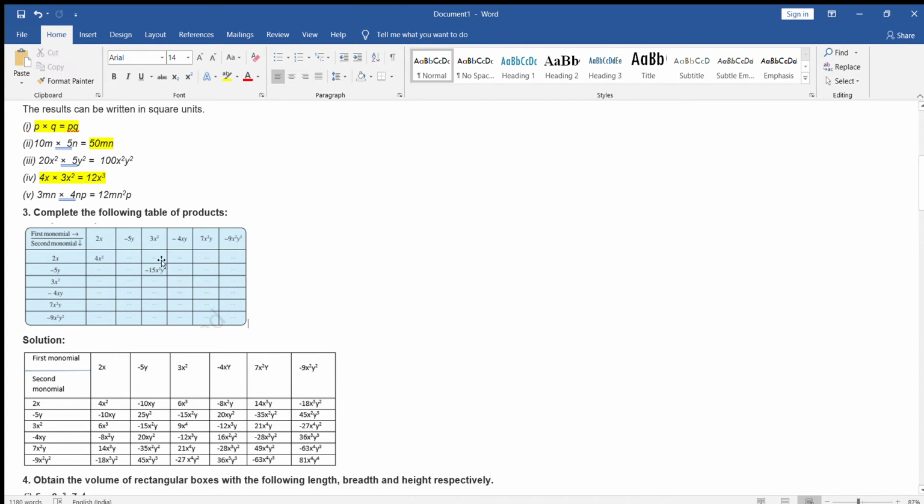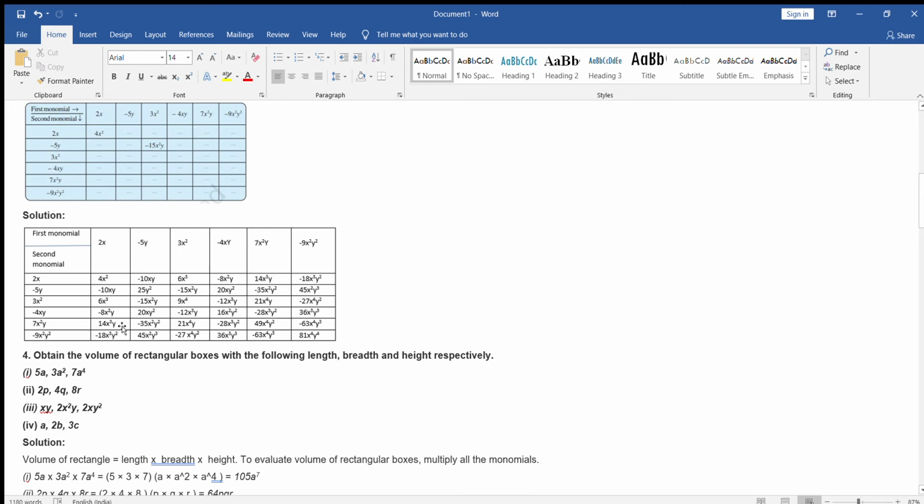Again we will multiply minus 5y with these terms, then 3x square with these terms. See the solution so that things are clear to you all. For example, 2x multiplied by 2x gives 4x square. If 2x is multiplied by minus 5y, 2 5s are 10 and xy. 2 multiplied by 3 is 6 and x square multiplied by x is x cube. Similarly, we will complete the rest of the table. Simply we have to multiply the given monomials.